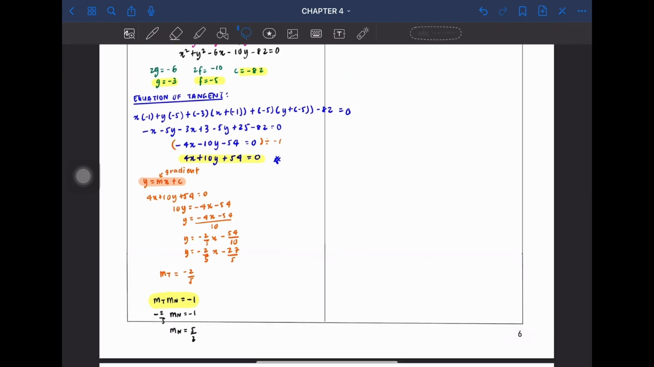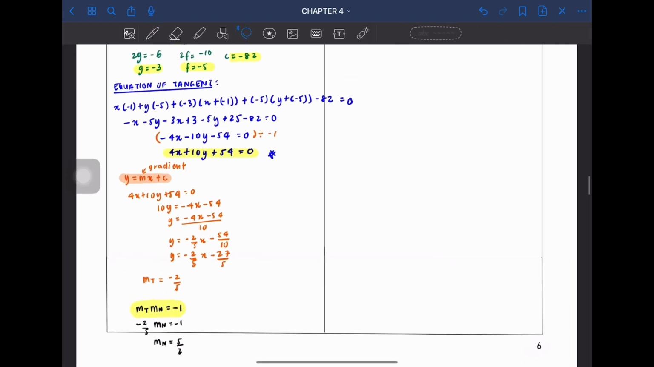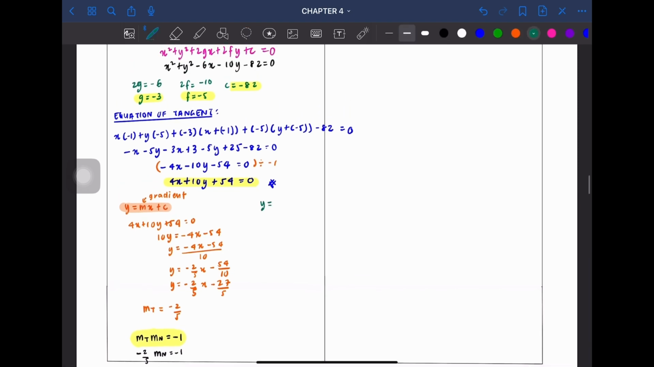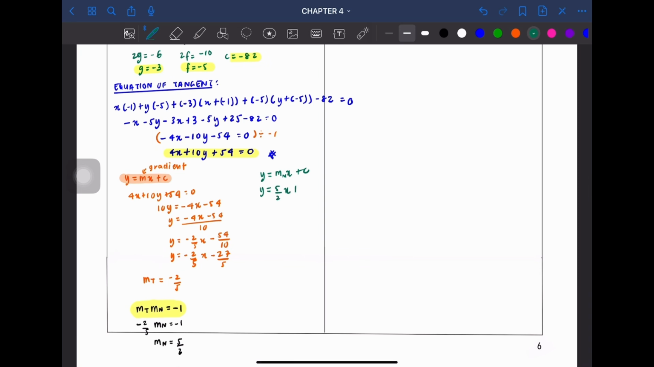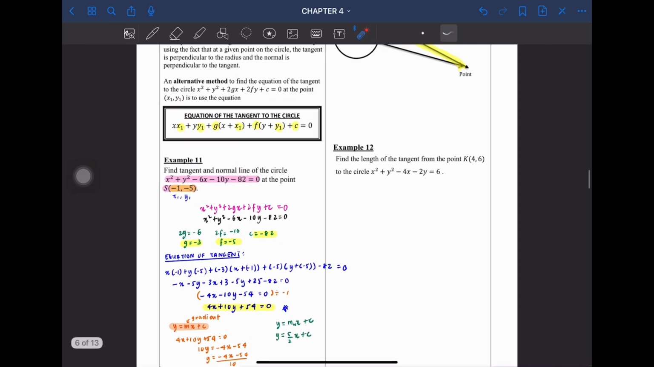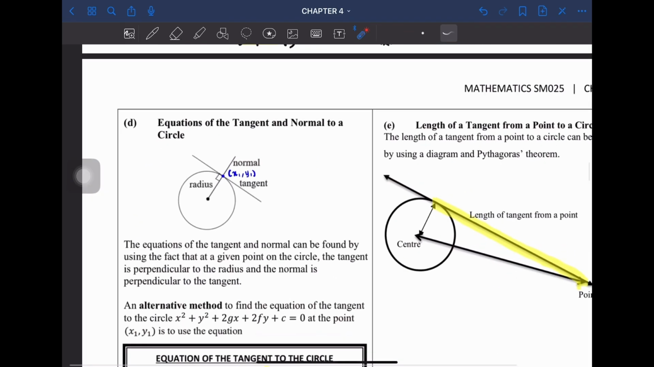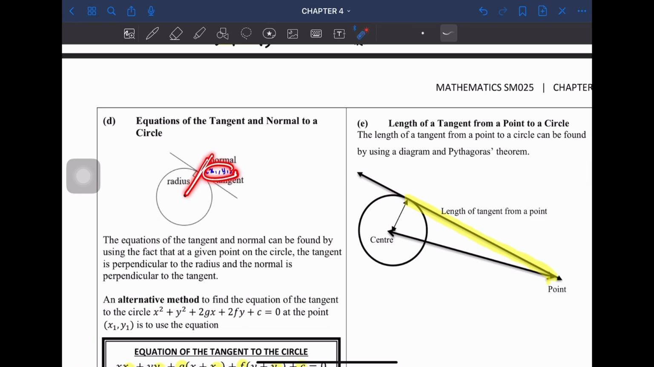Okay, so now that we already have the gradient of the normal, what do we do? We're going to insert it into our equation of line, which is y equal to mx plus c. In this case, we use the gradient of normal because we want to find the equation of normal. So it becomes y equal to 5 over 2 x plus c. Okay, so now we are not done yet. Why? Because we have c, the value of c. So how do we find c? We can substitute the point, because the point given is on the normal line.